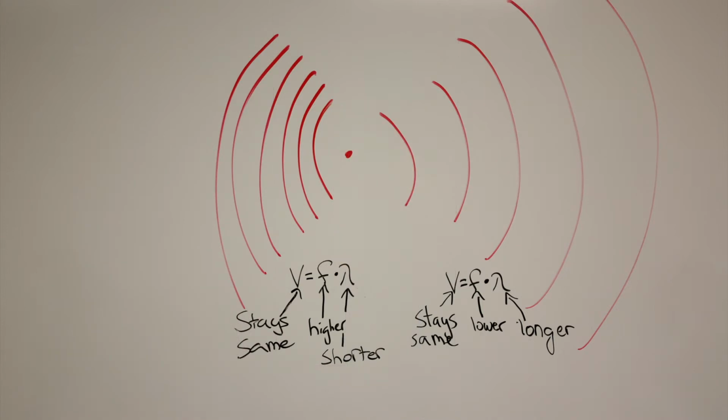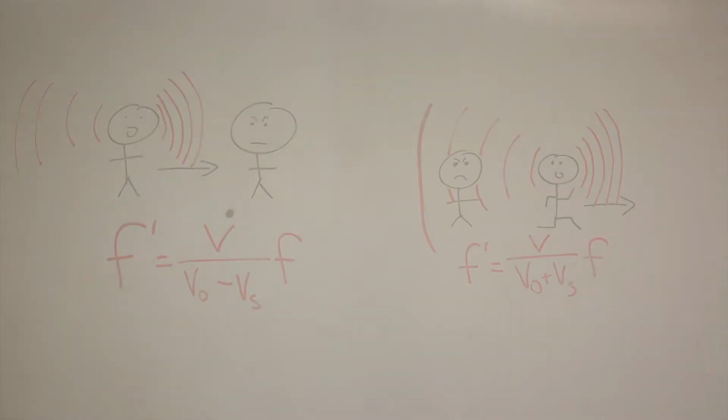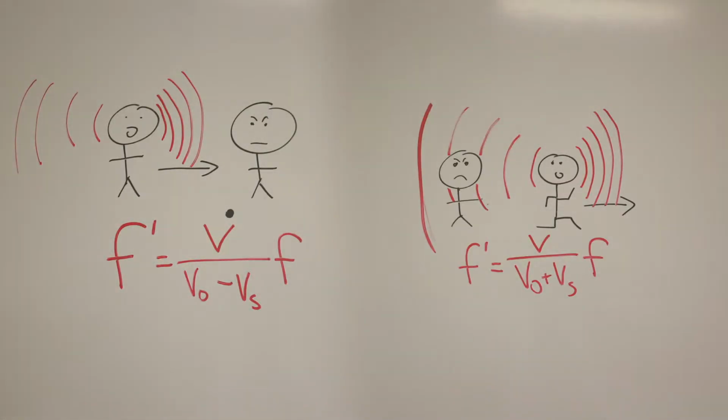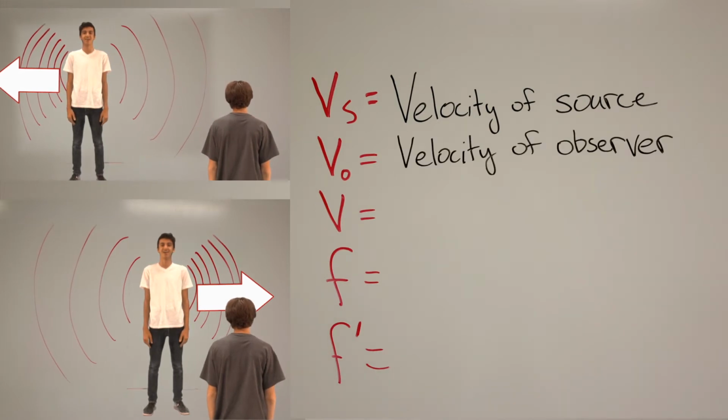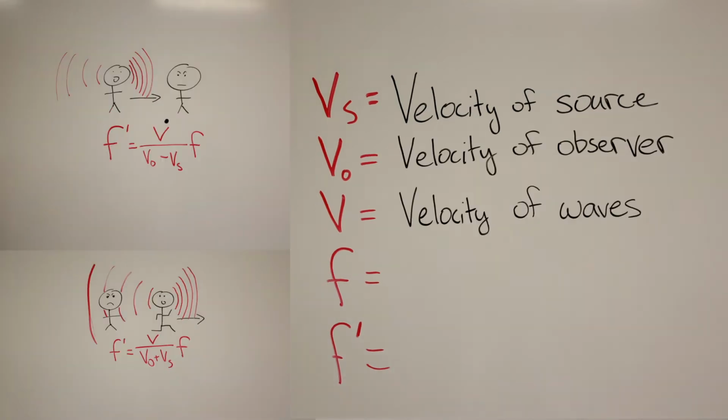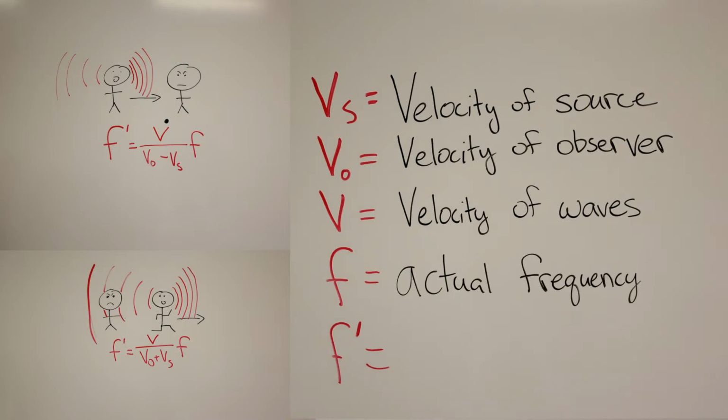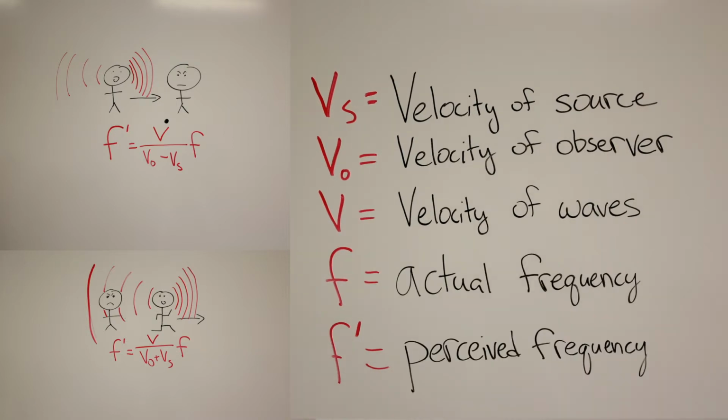The Doppler effect is quantitatively signified by a specific set of equations, where Vs is the velocity of the source, V0 is the velocity of the observer, V is the velocity of waves, F is the actual frequency of waves, F' is the perceived frequency.